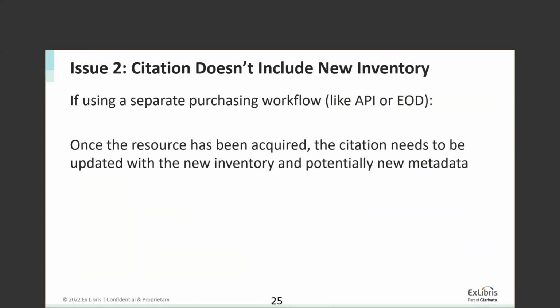But if you break that process in the middle by, for example, rejecting a purchase request and ordering through API, there's no link between the citation and the inventory that you end up acquiring. I'll point out you don't have this scenario all the time, but if you are ordering through the API or through embedded order data, that's where you can end up not having this connection between the citation and the new inventory that you're acquiring.